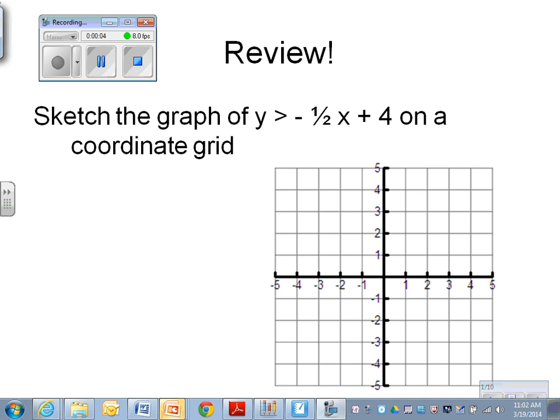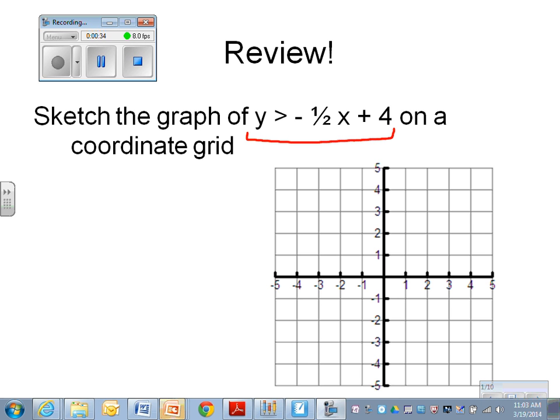I'm going to show you how to solve a system of linear inequalities by graphing. As a review, to get us started, I'm going to remind you of how to graph just one linear inequality on a coordinate plane. This is something we did a couple units ago when we were talking about inequalities. We're going to take this inequality, y is greater than negative 1/2 x plus 4, and graph it on this coordinate plane.